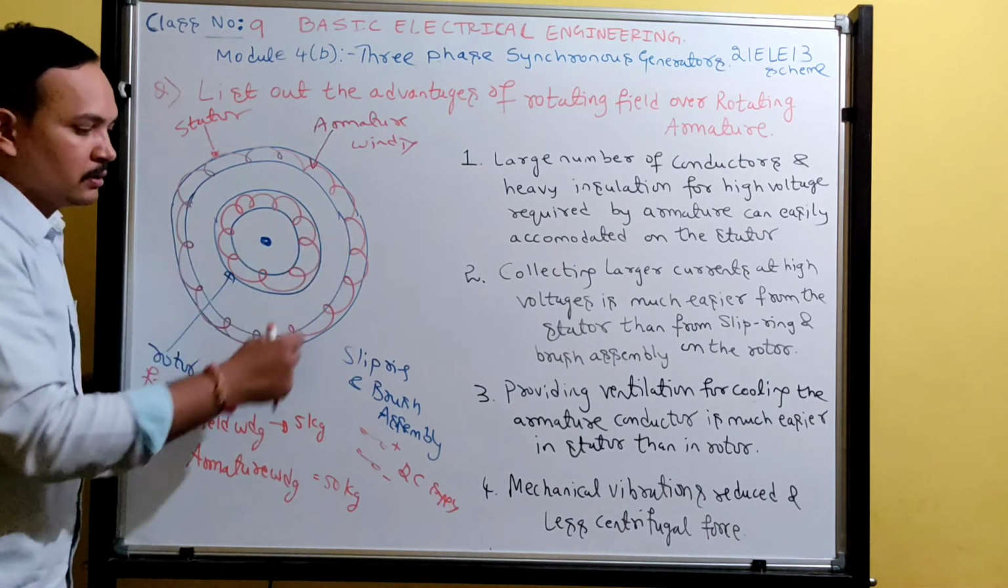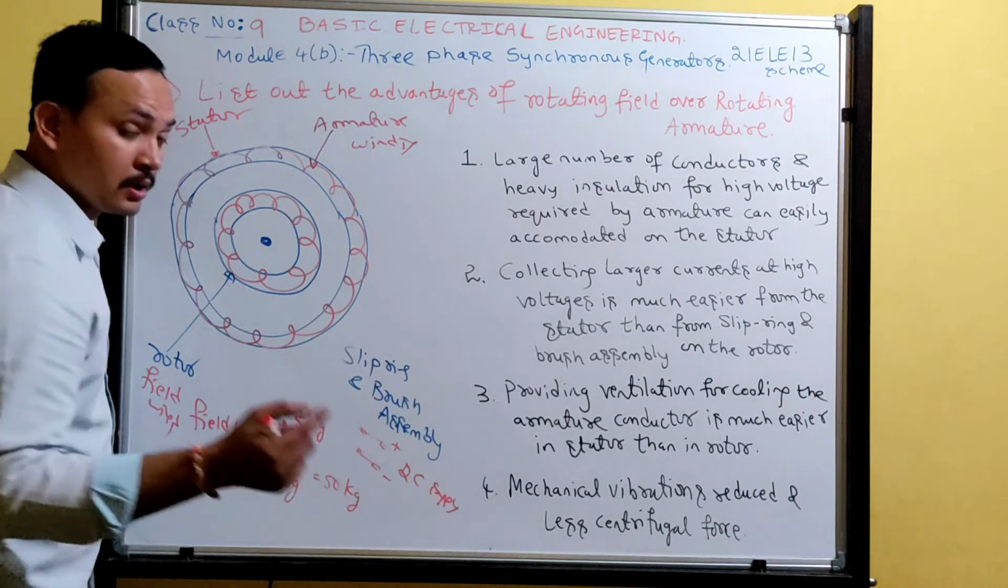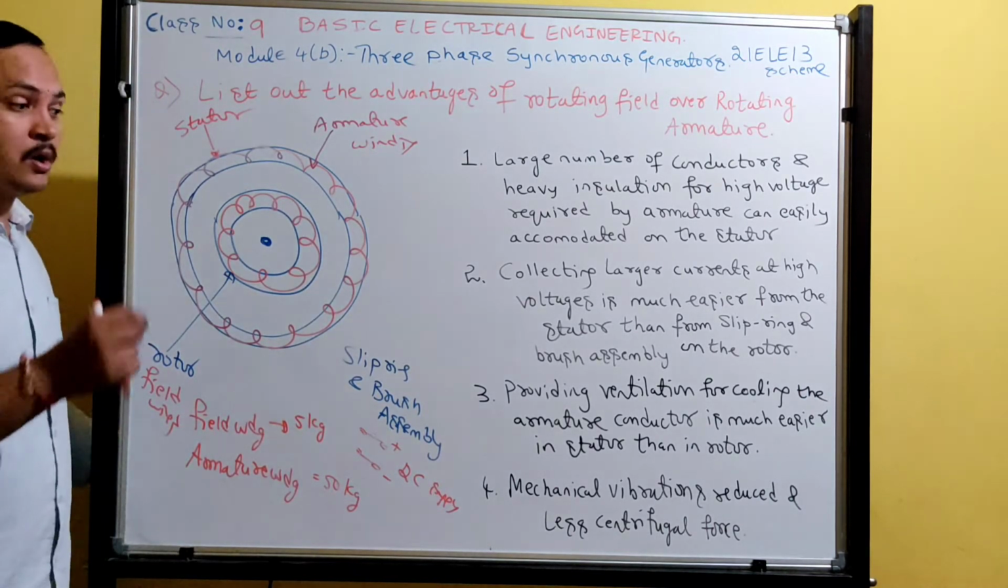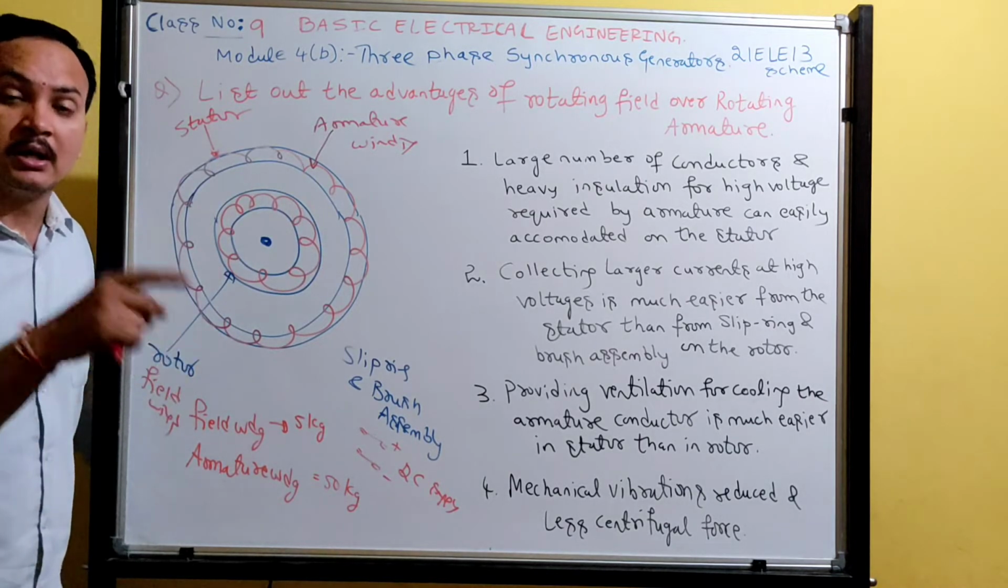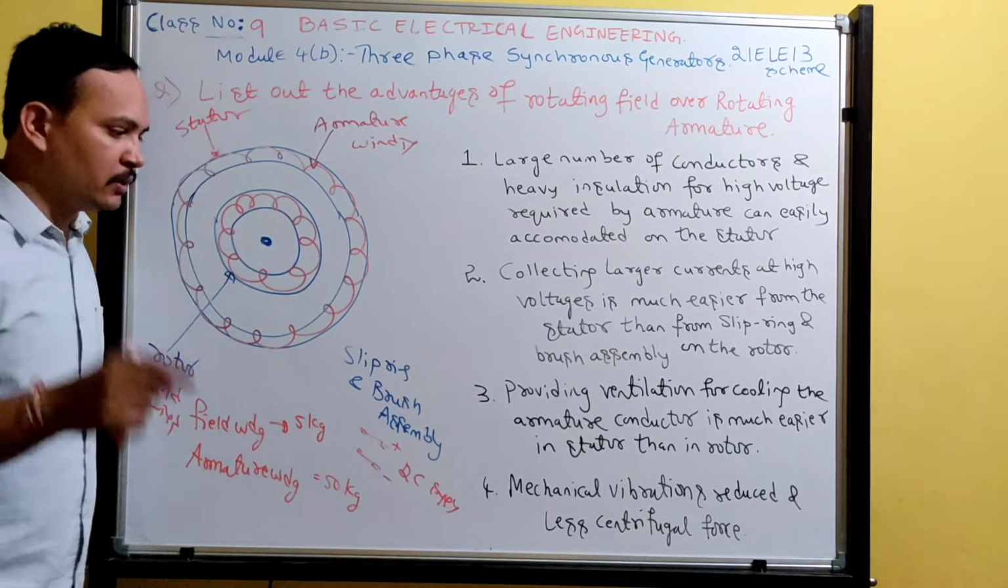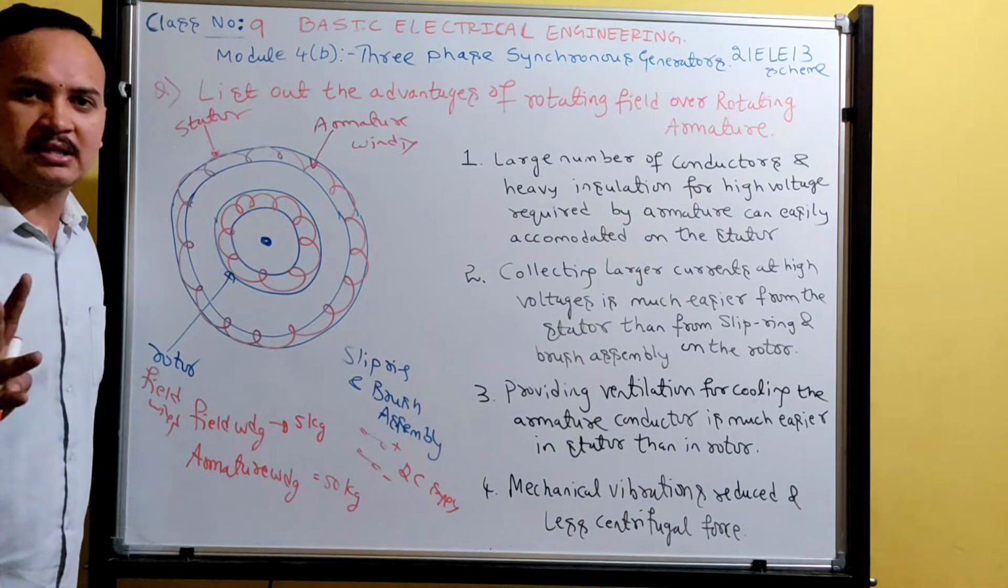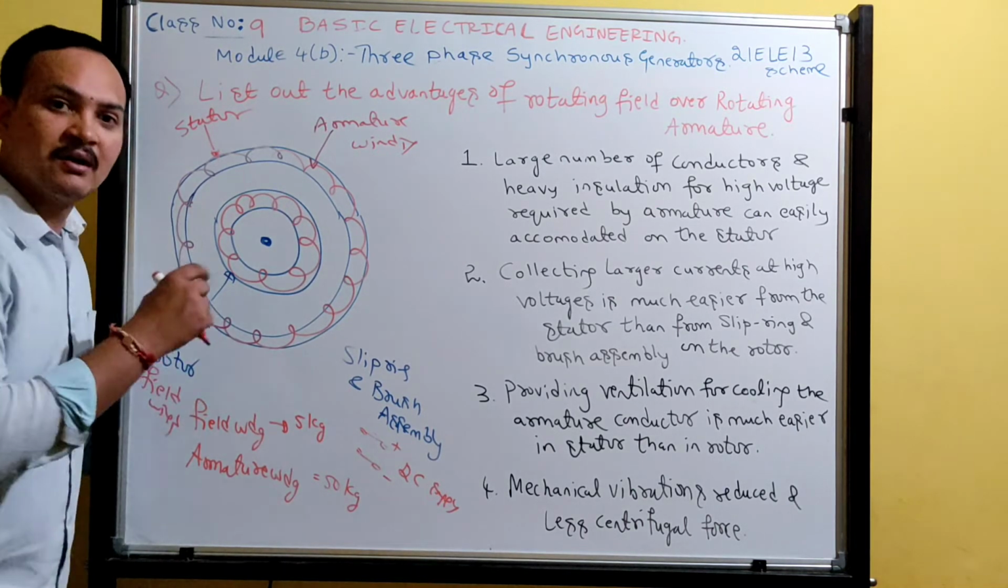Suppose if I reverse it, if I connect it here, there will be a three phase winding. Okay, then 3 terminals will be there. Then we have to use 3 slip rings. Three slip ring and brush assembly we have to use if you rotate the armature. If you rotate the field, then only 2 slip rings are enough. 2 slip ring and brush assembly is enough to rotate the field.